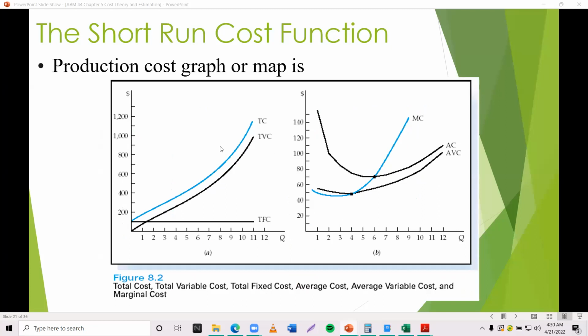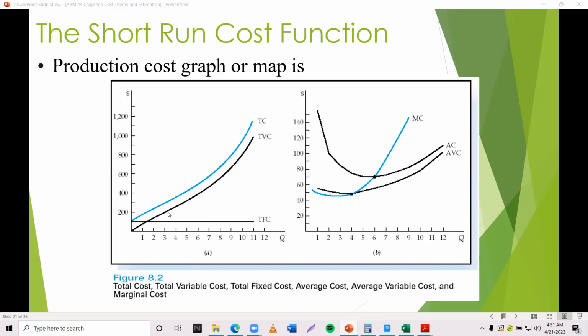So let's continue. So this is the production cost graph or map. As you can see here, we have total cost, variable cost, fixed cost, average variable cost, and marginal cost. Based on the given graph, we have a quantity up to 12. So TFC is constant, makita ninyo. So it is fixed at 100. So this is actually 100. It is fixed throughout whatever number of quantities there is.